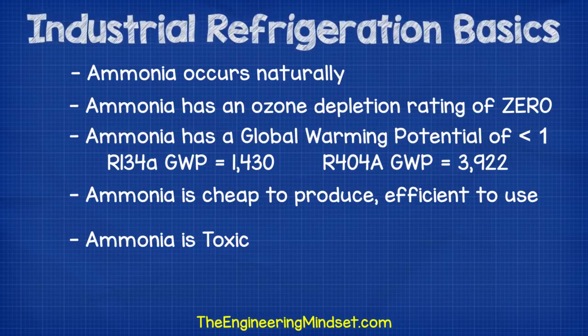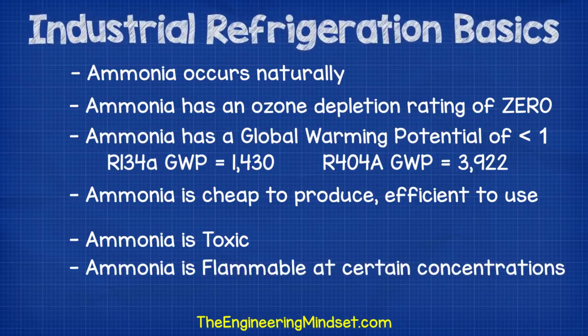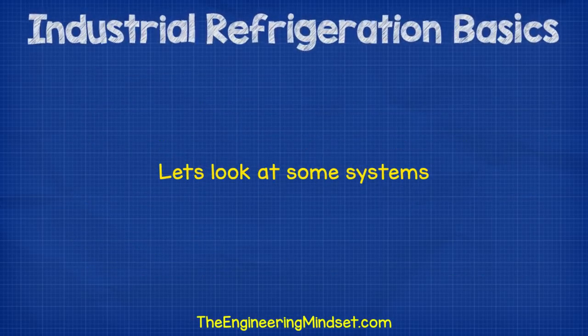Ammonia is toxic, however, and can also be flammable at certain concentrations. Most refrigerants are odorless, but ammonia gives off a very sour smell, so it's easily noticed if a leak occurs. If ammonia leaks, it will react with the carbon and water in the air to form ammonia bicarbonate, which is a harmless wash compound. Now, for the engineering stuff, let's look at some simplified typical refrigeration systems.